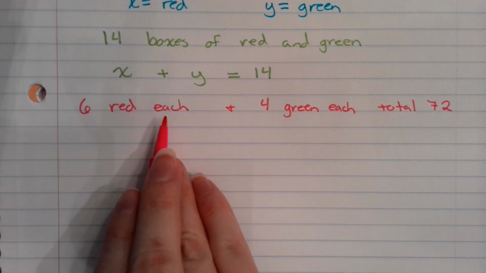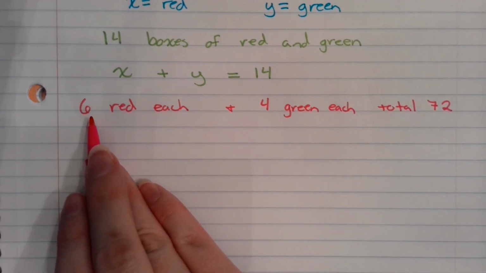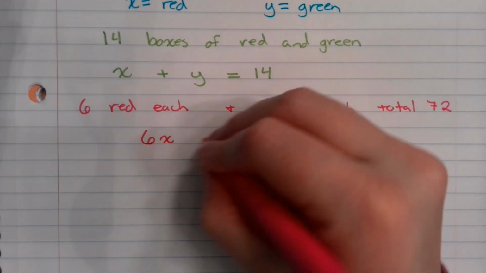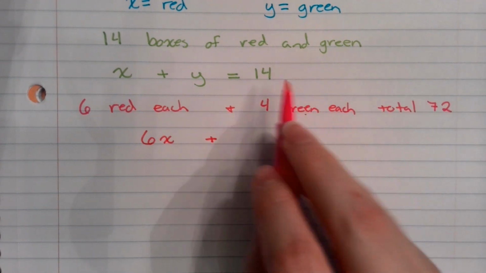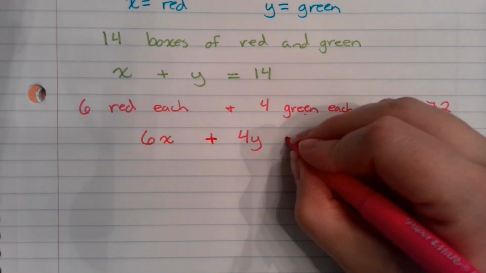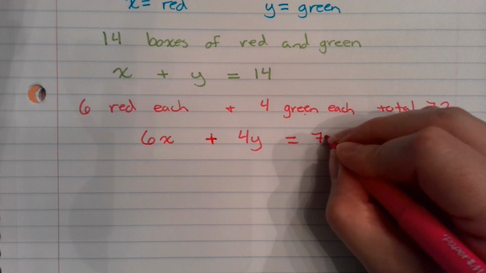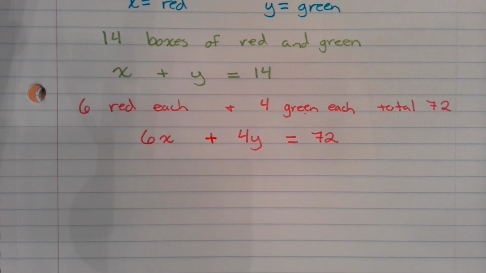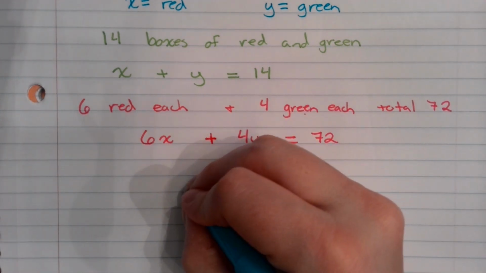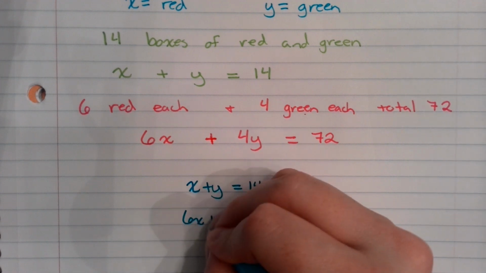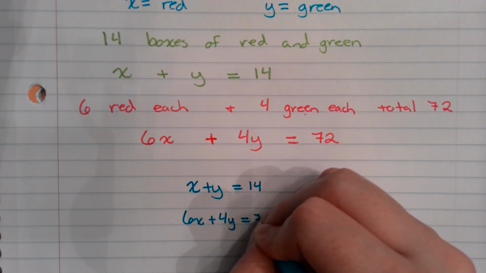Okay, so the keyword each means that this is a coefficient. So 6 red each means that I have 6x. 4 green each means I have 4y. And when I combine those together, it gives me a total of 72. So then here are my two equations for my system. I have x plus y is equal to 14, and 6x plus 4y is equal to 72.